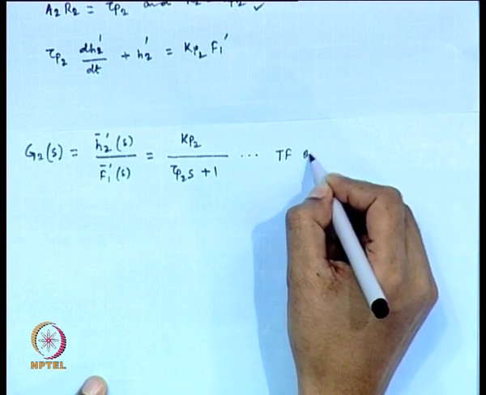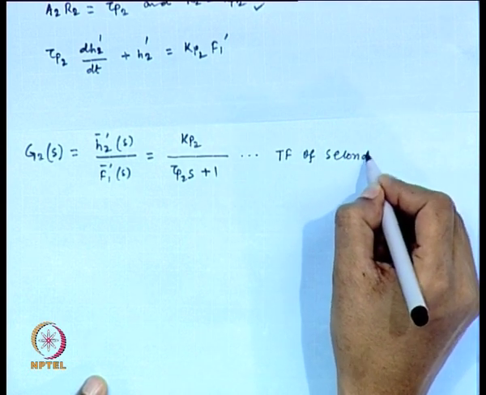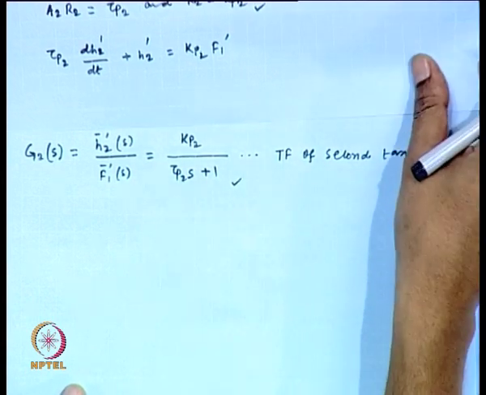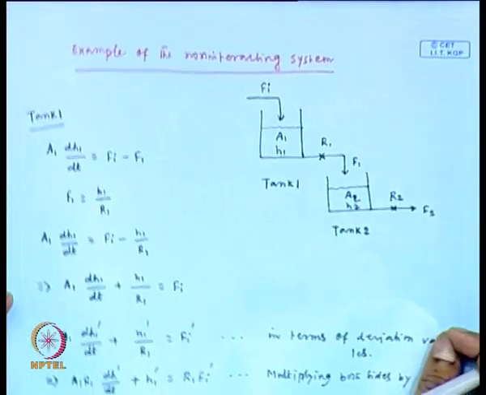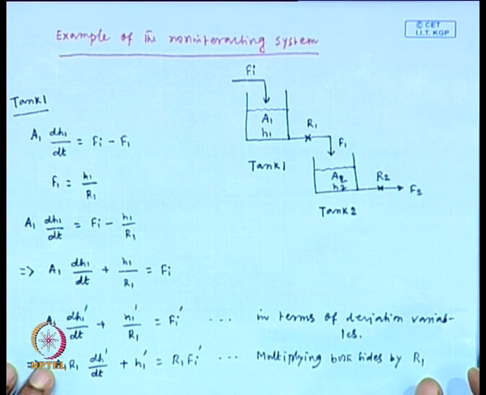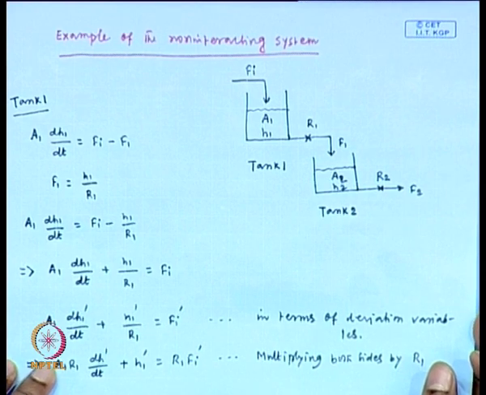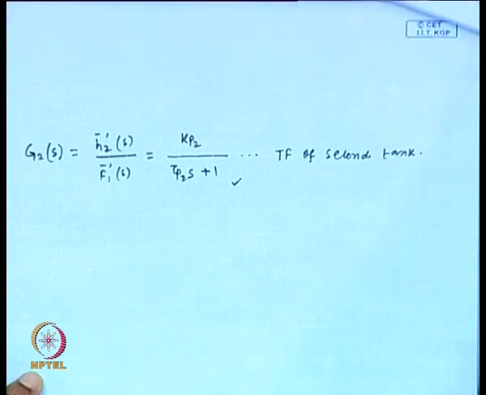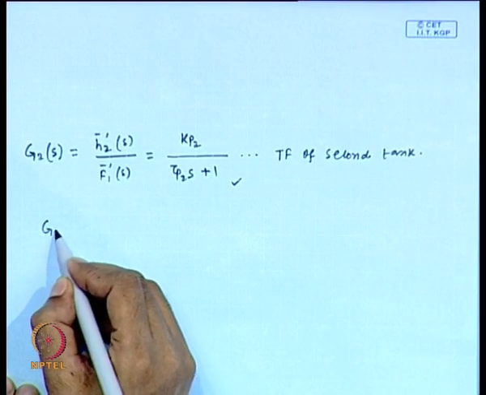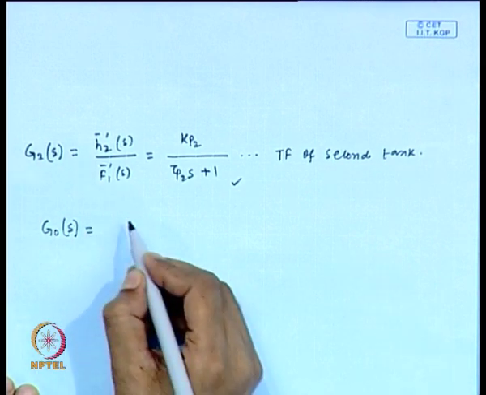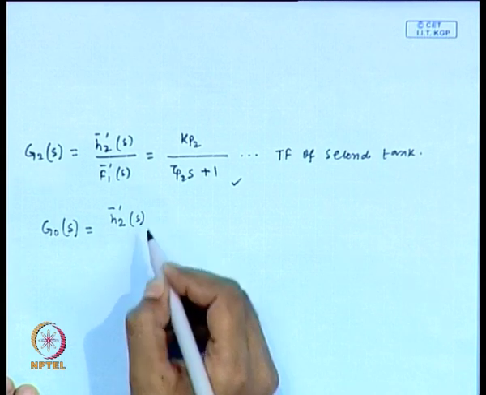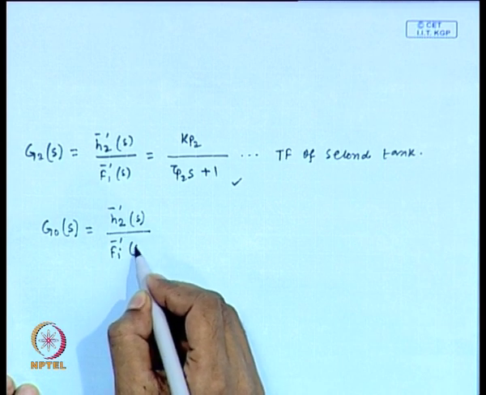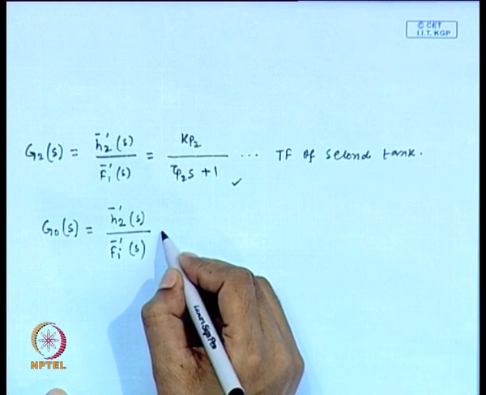This is the transfer function of the second tank, that is tank 2. Now, if you see the schematic of the two tank system, we can say that the overall transfer function will be H2 bar prime(s) divided by Fi bar prime(s). Fine. The overall transfer function of this two tank system can be written Z naught(s) equals H2 bar prime(s), this is the output of tank 2, divided by the input to tank 1. Fine. This is the overall transfer function.